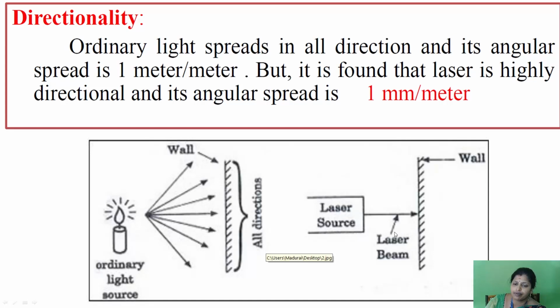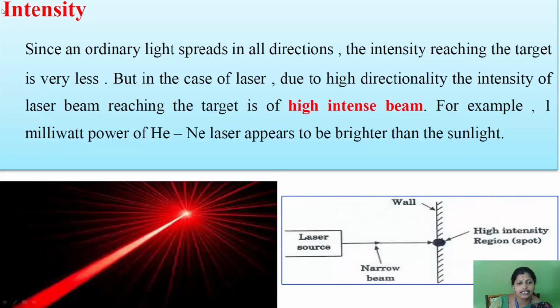This is a laser beam, a red color laser light source. The wavelength is high, in the range of 6000 Angstrom to 8000 Angstrom. This laser beam's angular spread is 1 millimeter per meter. Next property, intensity. Compare this laser light source: this is a single narrow beam light source.